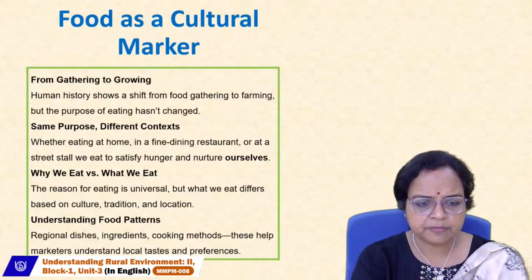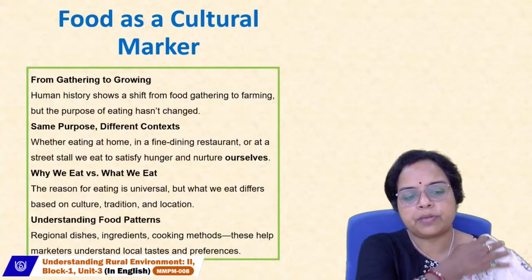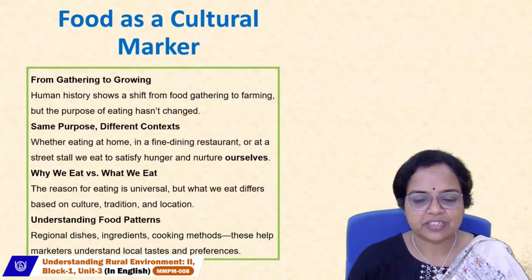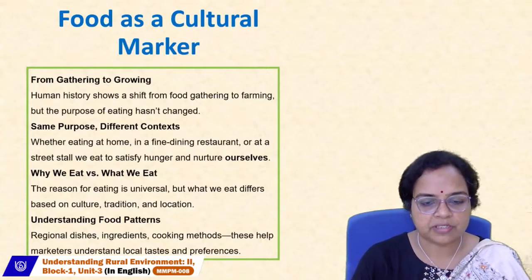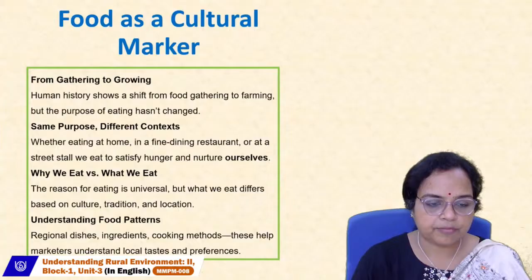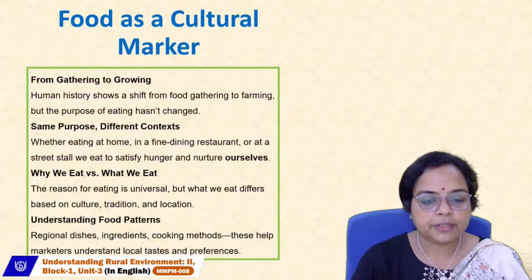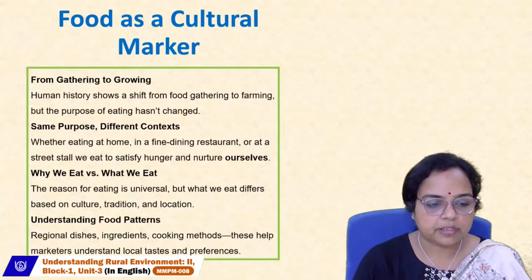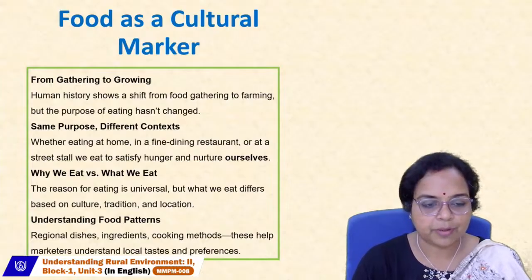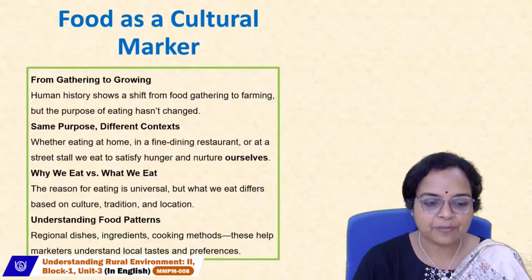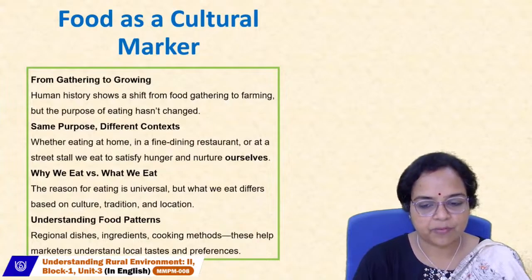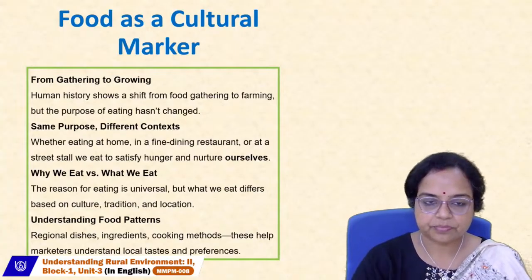Why we eat versus what we eat. The reason for eating is universal: to satisfy hunger. But what we eat differs based on culture, tradition, and location. This is clear in our understanding. As per our preferences and culture, we take our food. We cannot change that due to any external forces. Understanding food patterns: regional dishes, ingredients, and cooking methods are all different across the regions where people reside. This helps marketers understand local taste and preferences. As per local taste and preferences, they can develop their product.